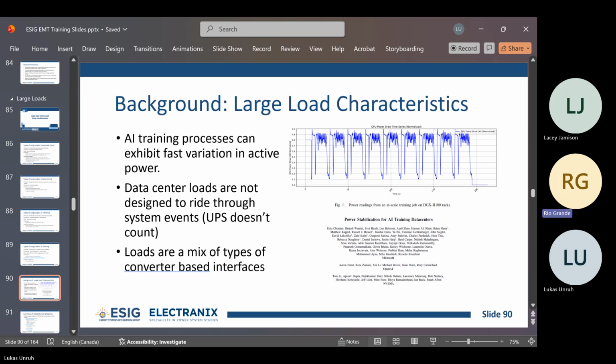And the loads themselves are a mix of converter-based interfaces. The power supply units are generally single phase, at least the ones that we've seen so far, a switch mode power supply, and the UPSs might have more of an active front end, and they might have different characteristics. So there might be a range of different power electronic devices in these facilities.